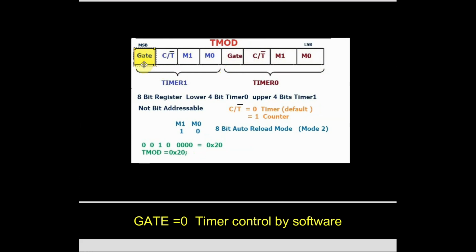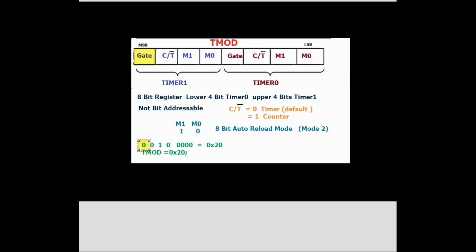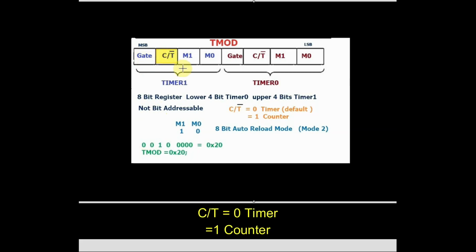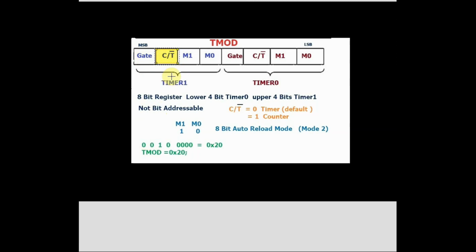So let us see the bits for the lower nibble. The first bit is GATE. When it is 0, we can start and stop the timer by software, so let us leave it at 0. When it is set to 1, the timer is controlled by hardware through the interrupt pin. The next bit is C/T bar. When it is cleared, it is for timer operation with input from the internal clock, and when it is set, it is for counter operation, with input from the Tx input pin.